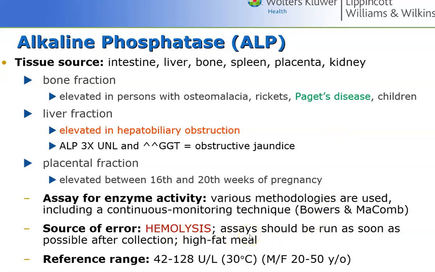If the serum or plasma sits on cells, so if it's not drawn in a serum separator and it's just drawn in a regular tube, and you don't separate the plasma or the serum from the cells, you can get an increased value.